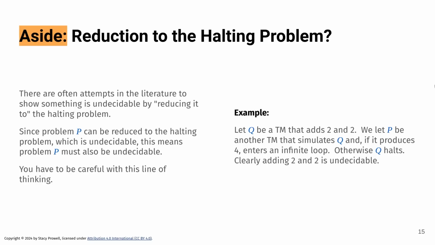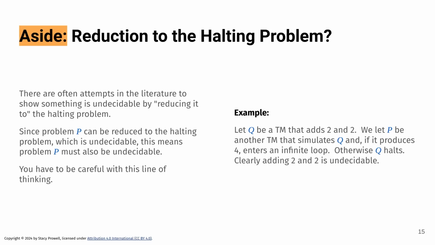So sometimes people will talk about reducing a problem to the halting problem. And you'll see this even sometimes in the literature. And the idea is I've got a problem P. And what I can do is I can reduce, quote unquote, reduce P to the halting problem. And, well, I know the halting problem is undecidable. And since P got reduced to it, P must also be undecidable. So be really careful with this line of thinking.